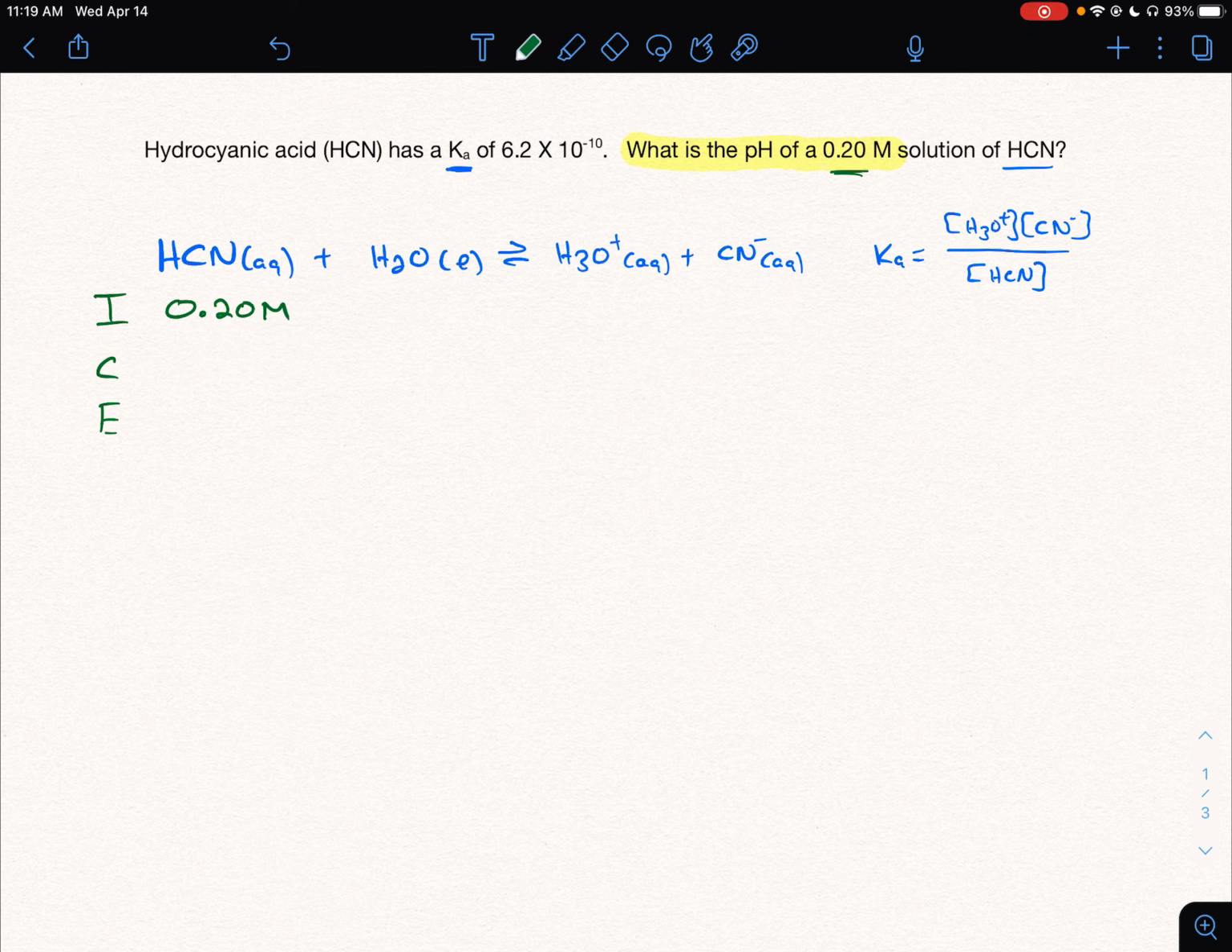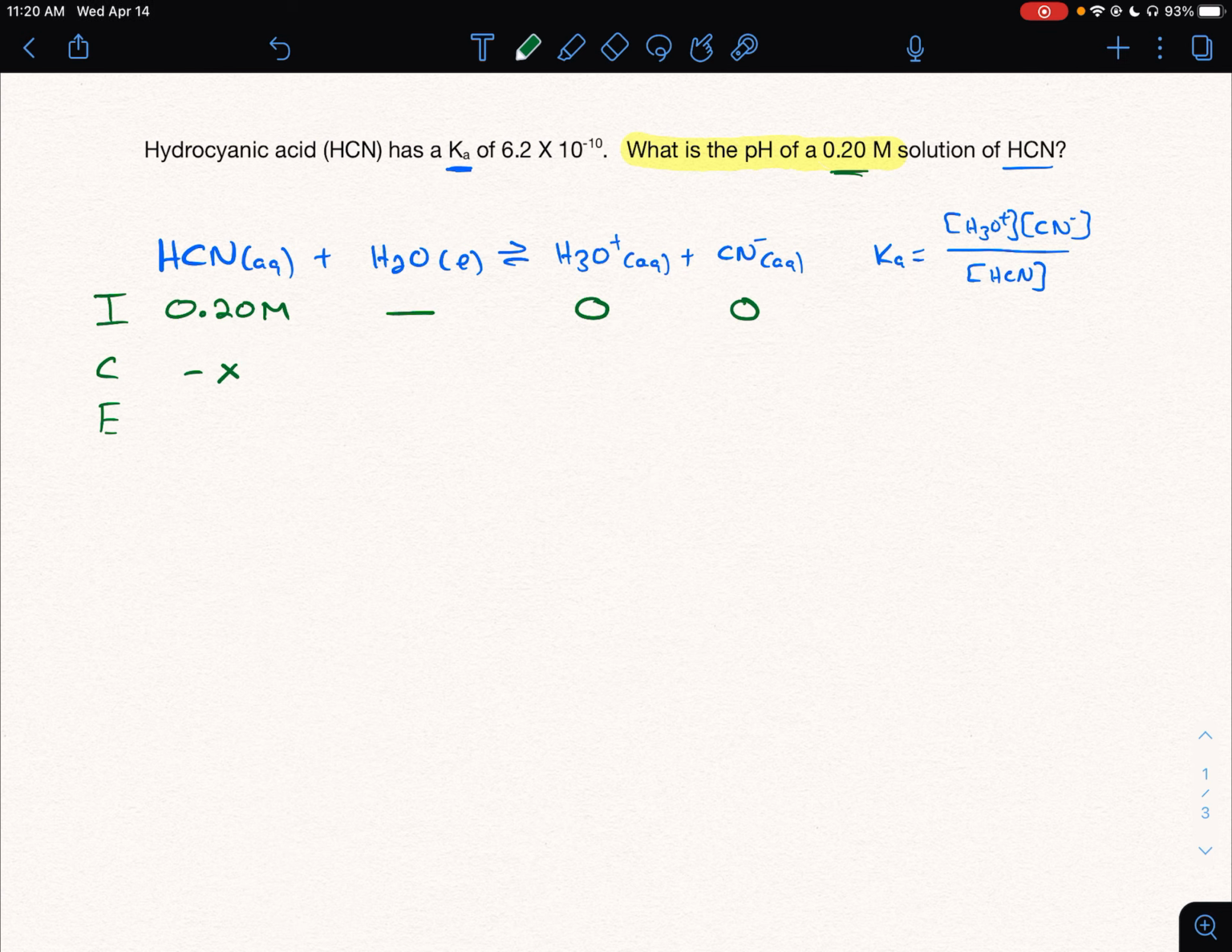So the initial concentration of HCN is given as 0.20 molar. Since water is a pure liquid and does not show up in our equilibrium constant expression, we can ignore that and just leave that out. And at the start of the reaction, we don't have any hydronium and we don't have any cyanide ion. So for our change, so C is change, we know we're going to lose some HCN. Some of the HCN will react.